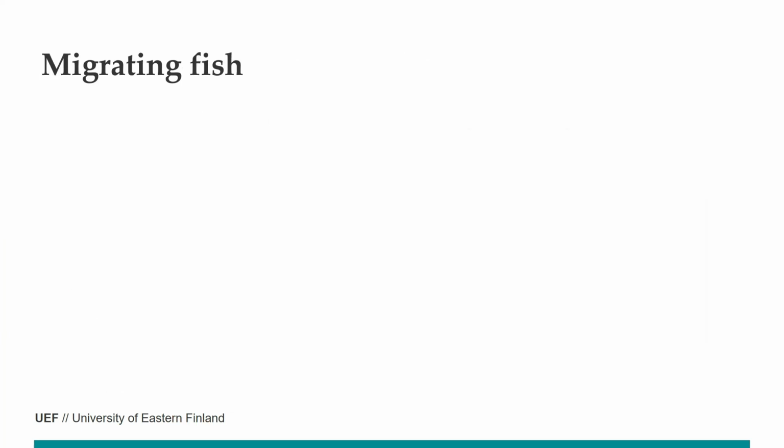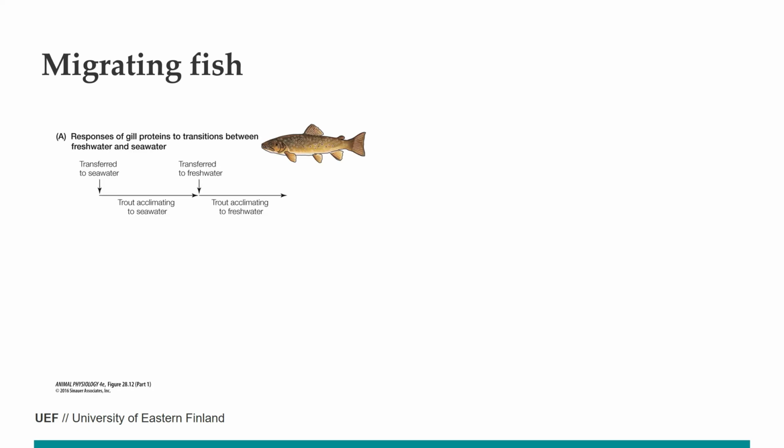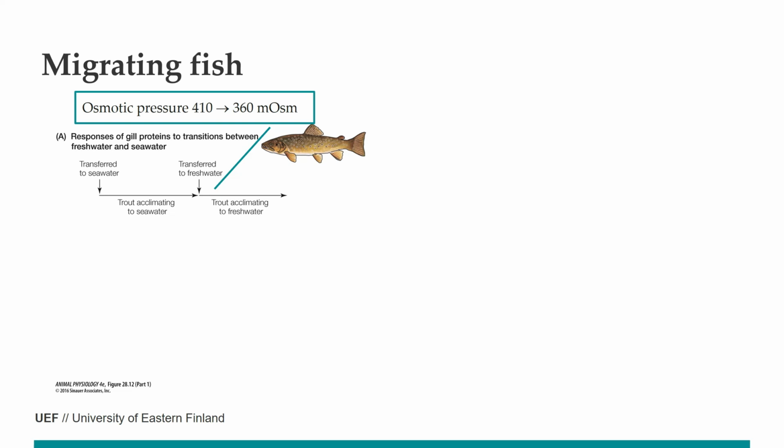And of course, one typical example is migrating fish. We have different trout species, etc., that live in the ocean and then come to freshwater for breeding. And they have responses in the gills when they are transferred to seawater. There's an acclimation process, and before coming to completely fresh water, they wait on the coast, etc., to make this acclimation happen. And the interesting part is that in the blood there is a shift in the osmotic pressure, so they have different compounds in the blood.